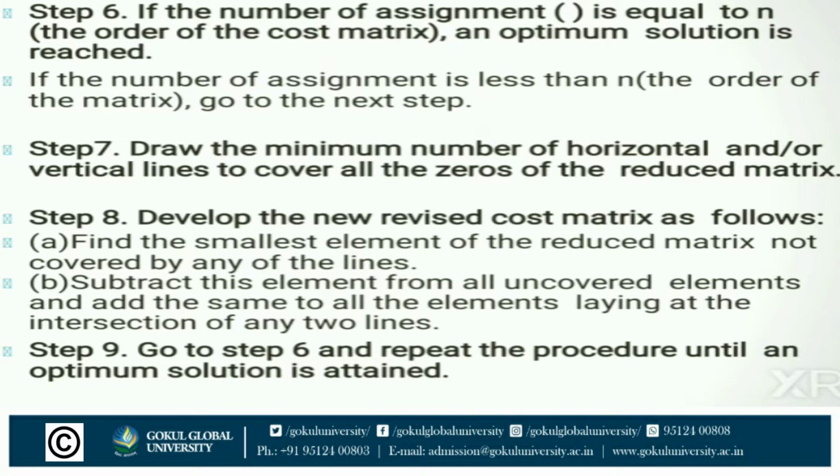So we can get the minimum cost matrix. Develop the new revised cost matrix as follows. Find the smallest element of the reduced matrix not covered by any of the lines. Subtract this element from all uncovered elements and add it to all the elements lying at the intersection of any two lines. Go to step number 6 and repeat the procedure until the optimum solution is attained.